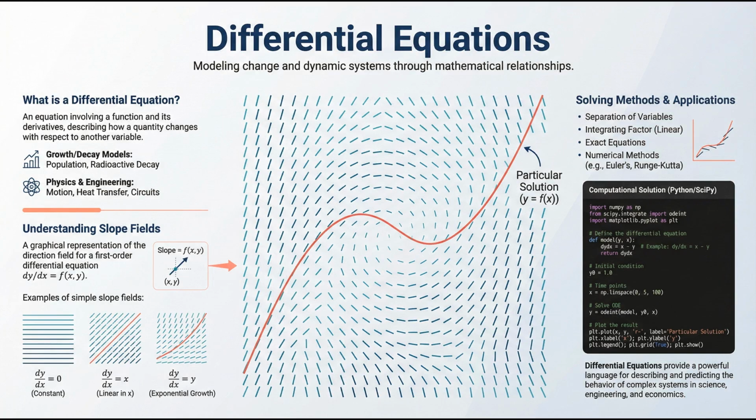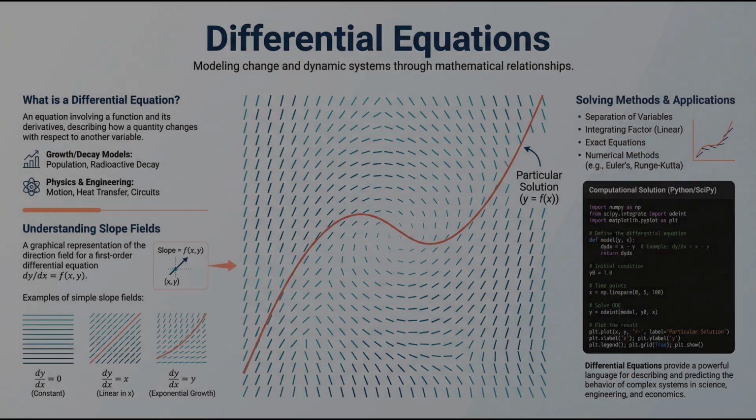Finally, we have differential equations, equations that relate a function to its derivatives. These describe how systems evolve. A slope field visualizes the family of all possible solutions, looking like a flow of wind. Finding a specific solution means following one specific path through that field.